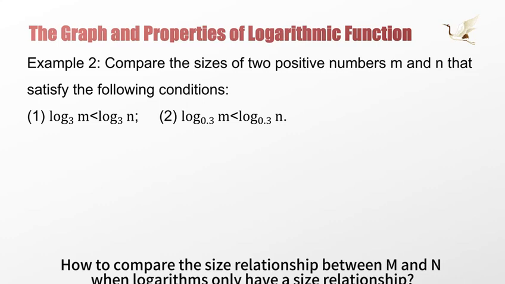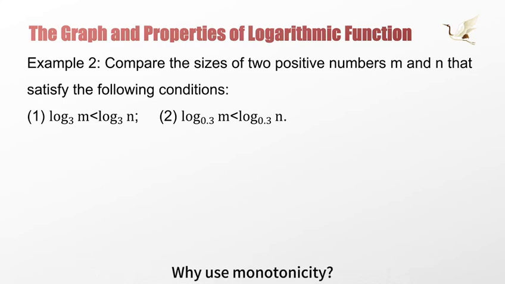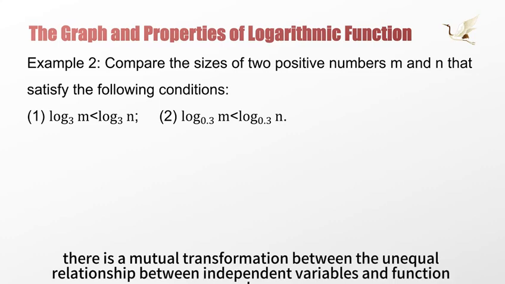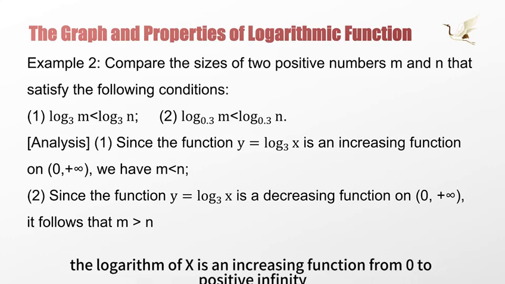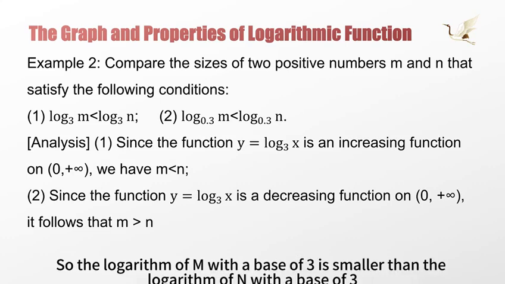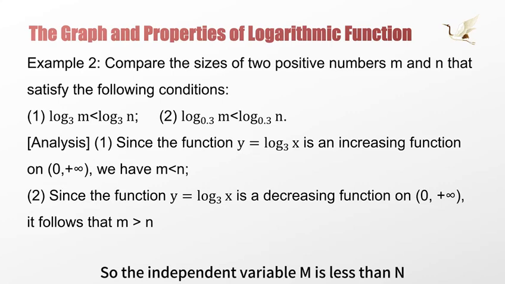How do we compare the size relationship between m and n when the logarithms have a size relationship? Through monotonicity. Why use monotonicity? Because in monotonicity, there is a mutual transformation between the unequal relationship of independent variables and function values. Because the function y equals log base 3 of x is an increasing function on 0 to positive infinity, log base 3 of m is smaller than log base 3 of n, so the independent variable m is less than n.